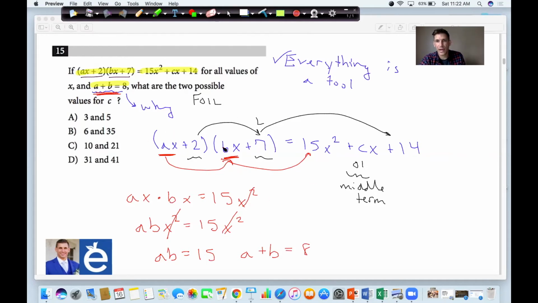Because what you're now going to have to do, you know that 14 works with the 2 times the 7, and you know that the 15 is what a times b equals. Then what you're going to have to do is plug them in. So now we're going to set this up in order to plug this in.